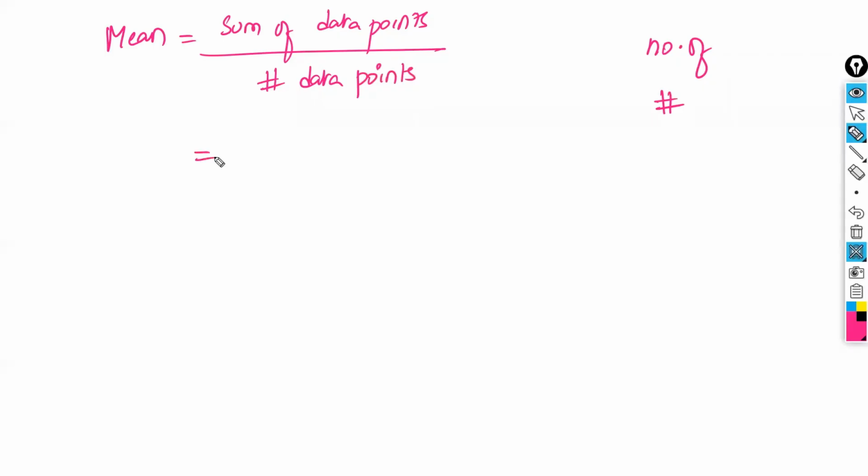Sum of the data points is represented by sigma. Sigma means sum. Remember, all these things we are going to use in machine learning and artificial intelligence also. The entire mathematical representation will remain constant. So the sum of the data points divided by the number of data points is called the mean.